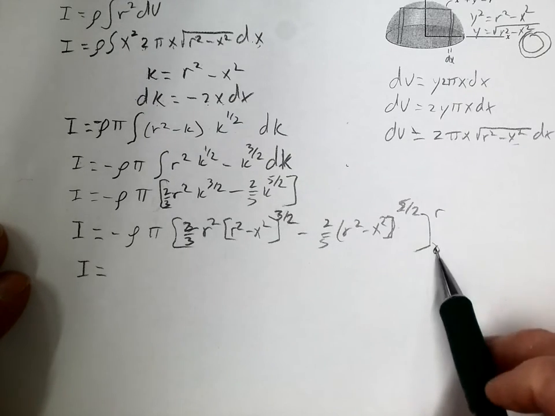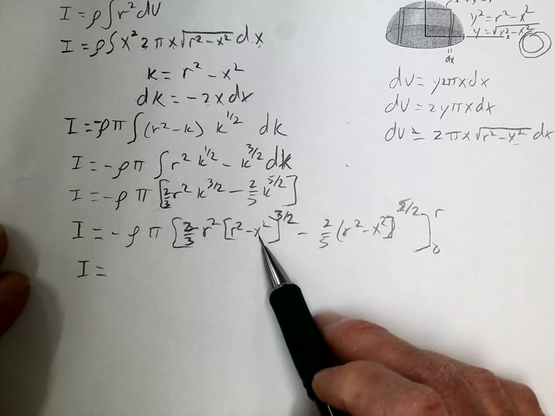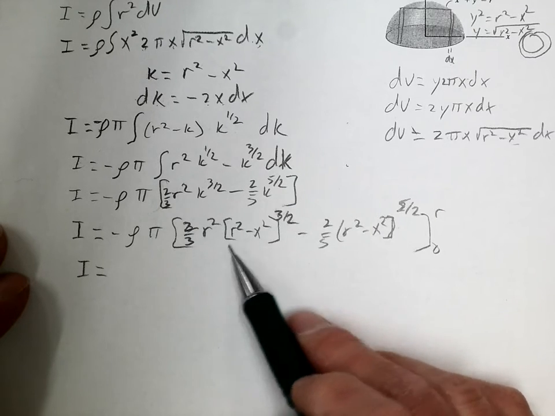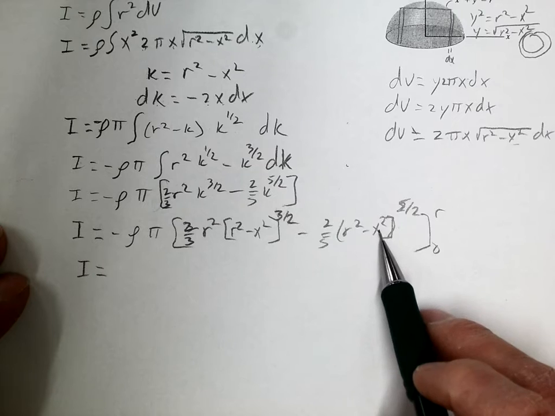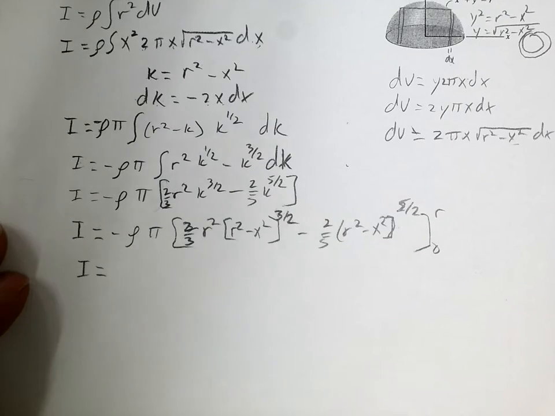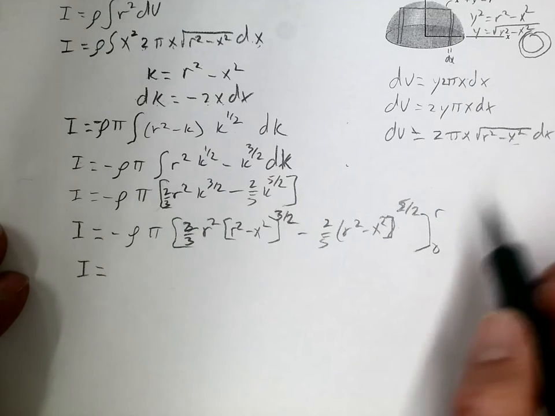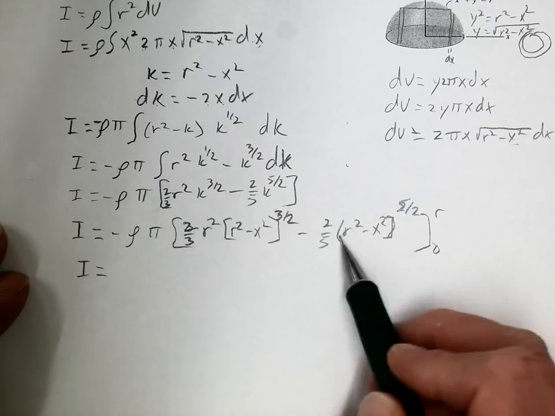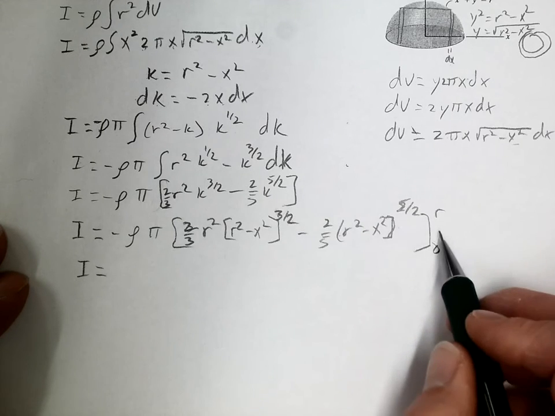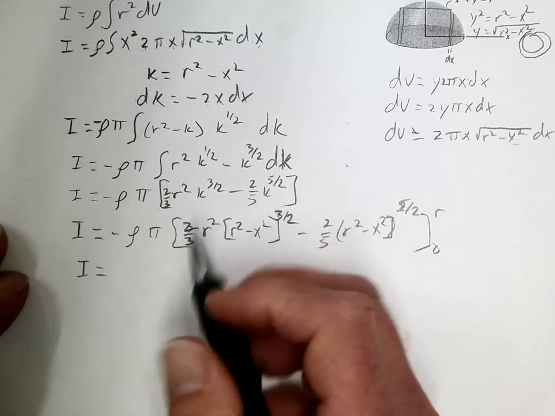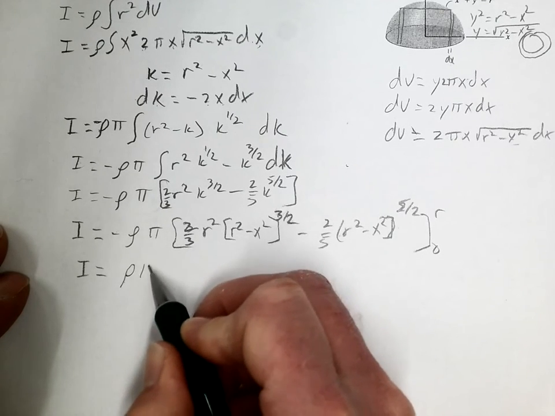Now if we put in r, we get r squared minus r squared is 0. So putting in r results in 0. Now we want to put in 0. If we put in 0, the x squared goes away and we get r squared and r squared. But we want to subtract that off, so that will cancel out the negative sign here, and it'll become positive.